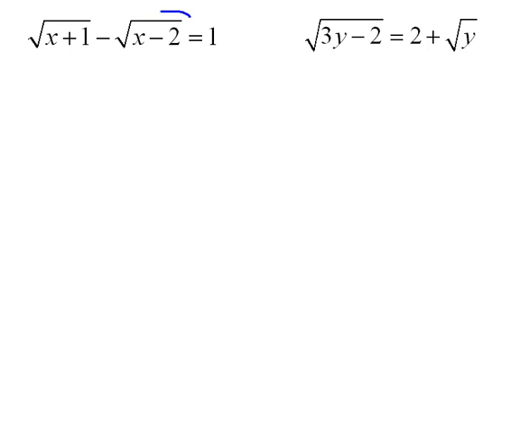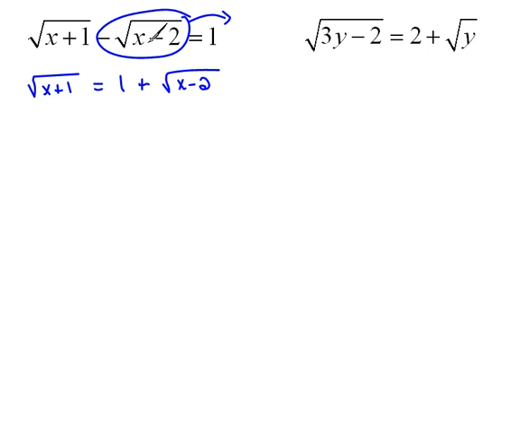What we want to do is move this term over to the other side so that we have a radical on one side, everything else on the other. A radical on one side. So that's going to give us the square root of x plus 1 equals 1 plus the square root of x minus 2. Now I just added this to both sides, because the opposite of subtracting the root would be to add the root.